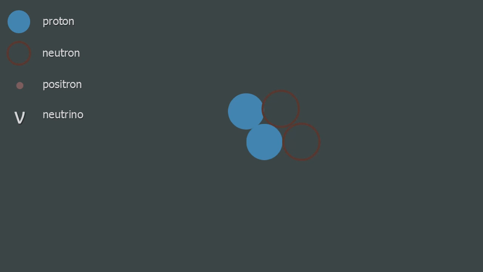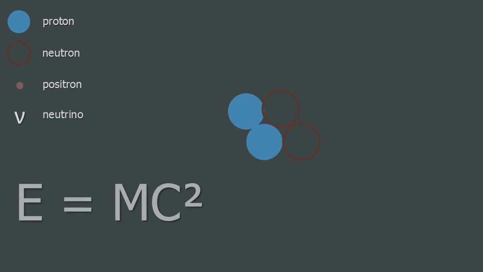In each stage of the fusion reaction, a tiny quantity of matter is lost and converted into energy. The amount of energy transferred by losing matter is defined by the equation E equals mc squared, where E is energy, m is the mass of the matter, and c is the speed of light.